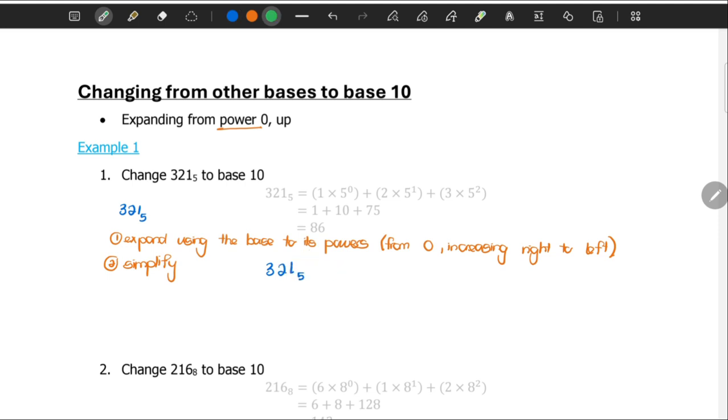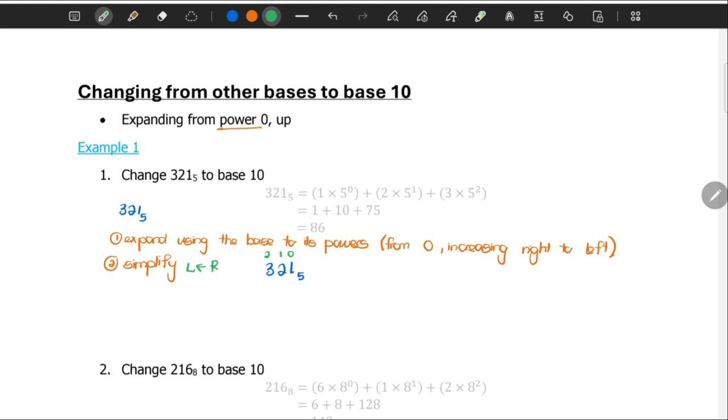So what that means is we say right to left, right? And that means that this is to the power 0, to the power 1 and to the power 2, because the powers are increasing from the right to the left.